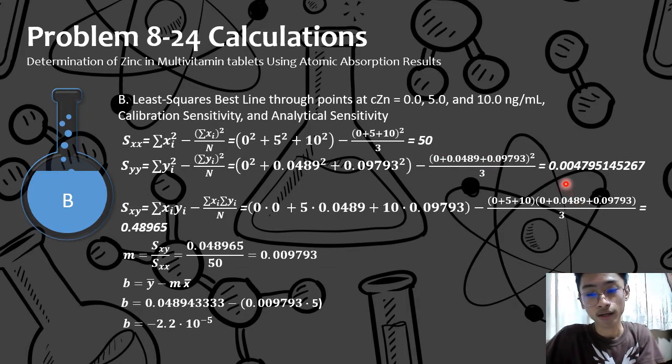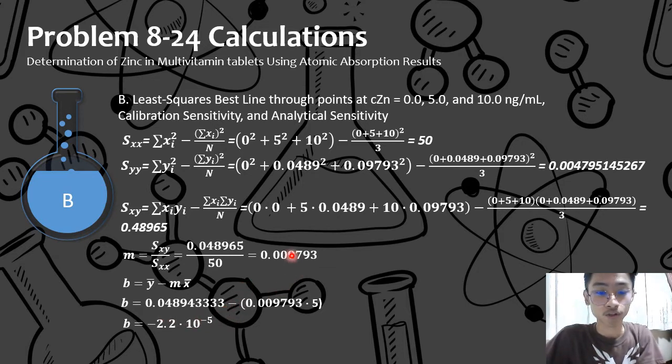For the S sub yy, we achieve the value of 0.0047951452267. For the S sub xy, we computed 0.48965. For the slope, we divided the S sub xy by the S sub xx, arriving at the slope of 0.009793. Now we will use this slope to compute for the intercept through the slope-intercept formula or equation.